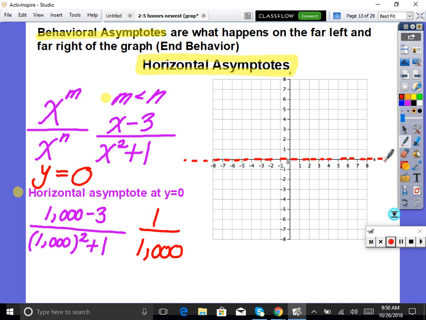Now I need to point something out, guys. Horizontal asymptotes can be crossed, because it's just where it's approaching at the end. It doesn't matter, really, it's not telling us what's happening necessarily right in here. It's more at the ends of the graph. What would my x-intercept be here?